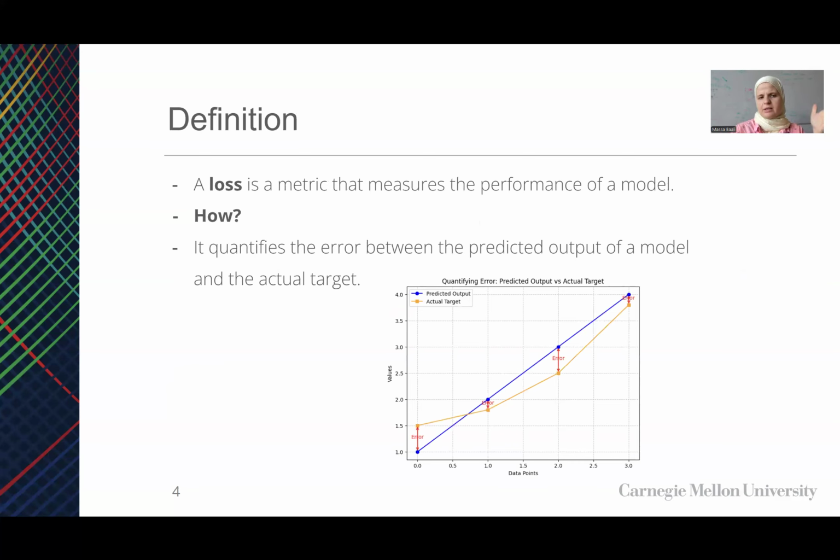The definition is: the loss is a metric that measures the performance of a model, and it quantifies the error between the predicted and the actual target. So, the error between the predicted output of a specific model and its corresponding ground truth.